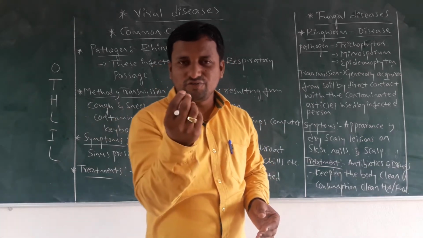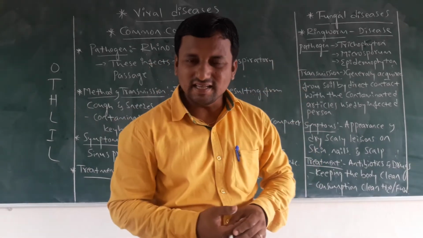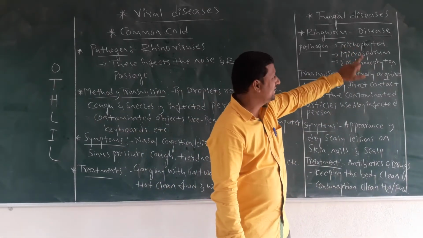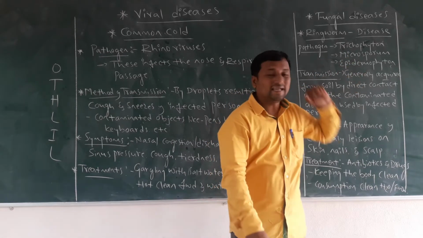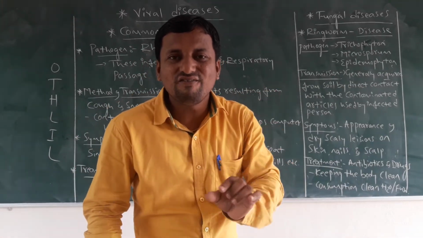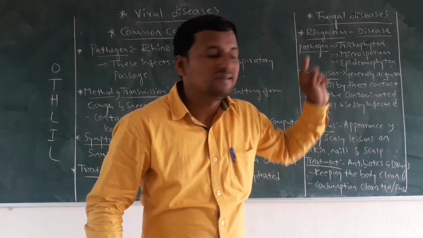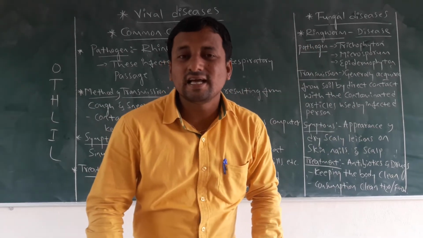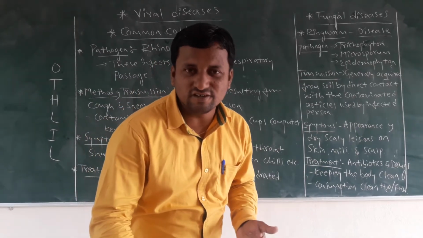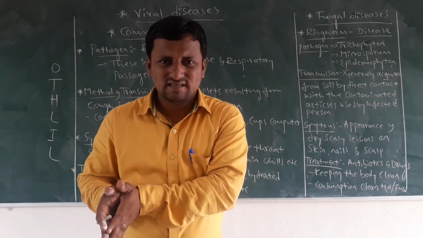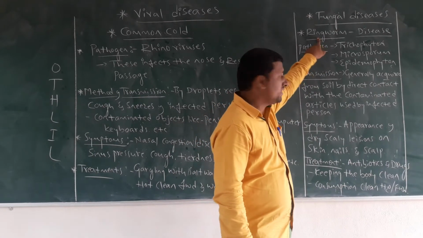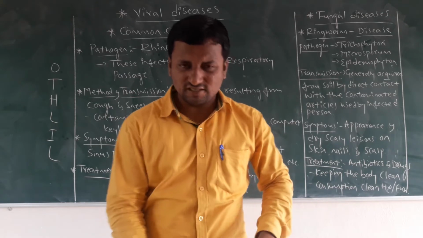What are the causative agents that cause this type of ringworm on our body? The best examples you can take are Trichophyton, next Microsporum, and next Epidermophyton. These are the causative agents of fungal infections like ringworm. These are all types of fungi, and there are many other species that also cause this type of fungal infection. What is that? Ringworm.